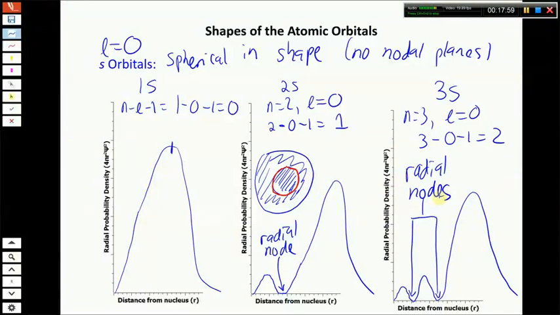They're all spherical in shape, but depending on the value of n, you're going to have a different number of radial nodes and then slightly different shapes for the probability density that have that many peaks depending on the value of n. Alright, questions on this one? Alright? Yeah, sorry. I can't see you, but ask, go ahead.